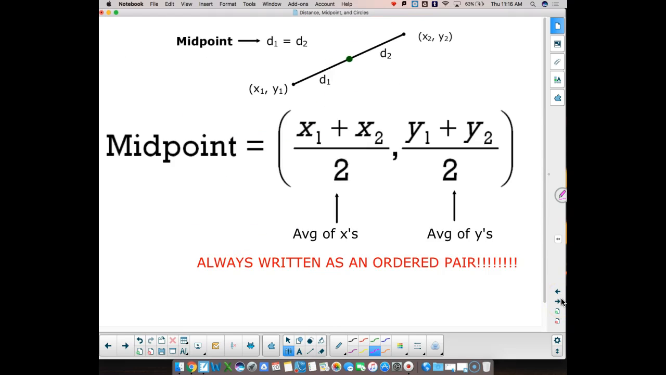Midpoint. Okay. To find the midpoint, we just average the x values, we average the y values, and then we give our answer as an ordered pair. Okay? Remember, ordered pairs have a comma in between the 2 numbers, and parentheses on the outside. Okay? So it's an average of the two. Okay? Midpoint is the distances between the endpoint and the midpoint is the same on both sides. Okay?